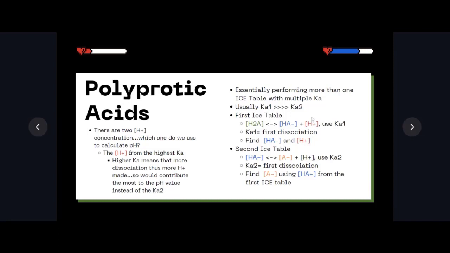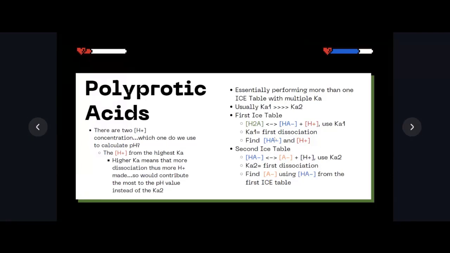So how do you do these ICE tables? For the first ICE table, you start by writing the general reaction, like I listed here, and you have to use the first Ka. Why the first Ka? Remember that a Ka value is the equilibrium constant for the dissociation of an acid, so it makes sense that our first Ka is for the first dissociation of the polyprotic acid. Then you solve for X, finding your HA minus and your H plus concentration.